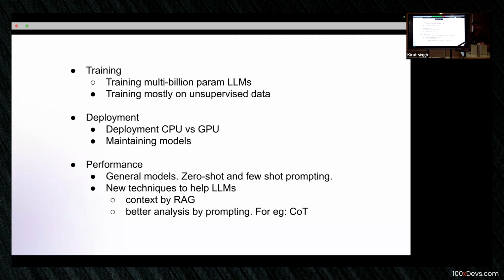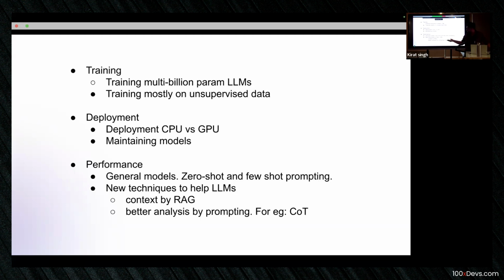Then there are new techniques to help LLMs. Previously, we didn't have RAG-based pipelines. I mean, we had a lot of vector databases, used hugely in recommendation engines and everything, but we didn't know it. Now it's a very common field called RAG, retrieval augmented generation. You take a vector database, put in some context. Based on the embedding, you fetch some values and you get the context, right? So RAG is something new, which is very common in LLMs.